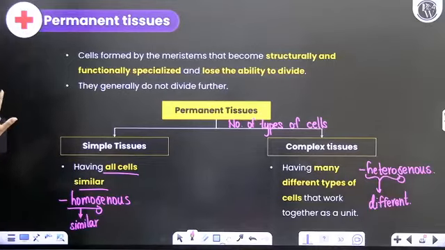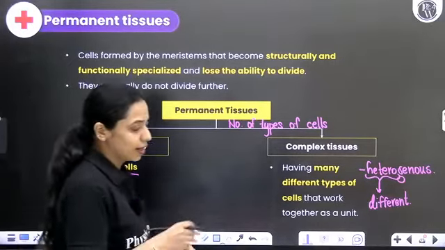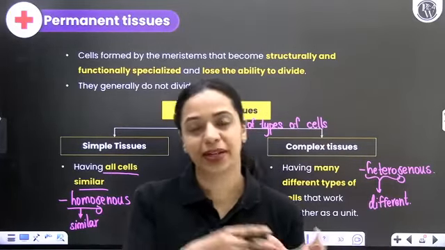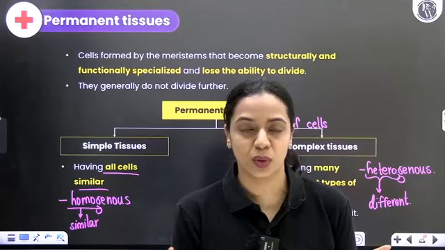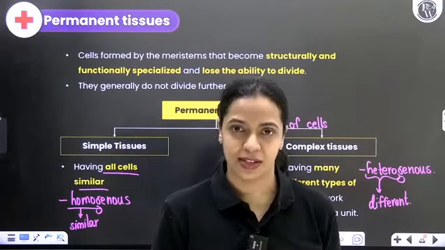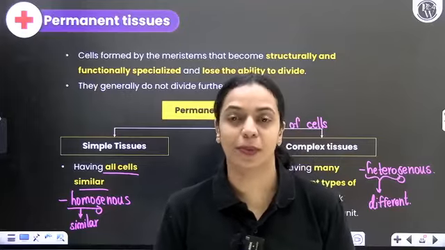So in permanent tissues, what basically happens is, I told you, permanent tissues arise from meristematic tissues itself. One subset of meristematic tissues lose their ability to divide, they will take up permanent functions and they stop dividing basically. Okay, that's called mature tissues or permanent tissues.